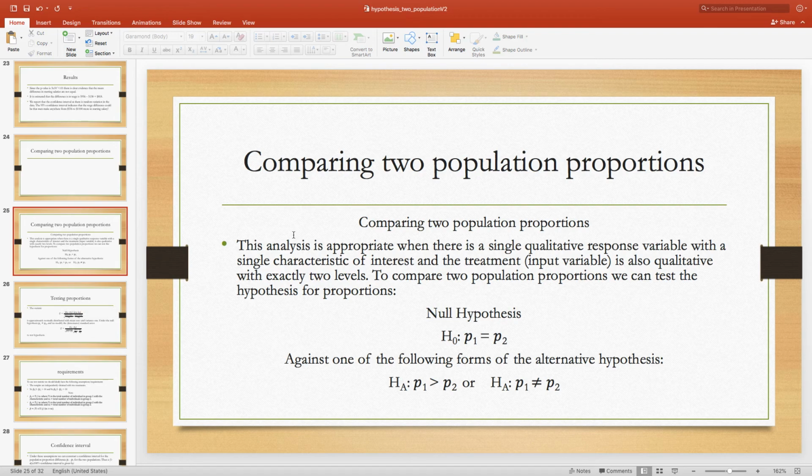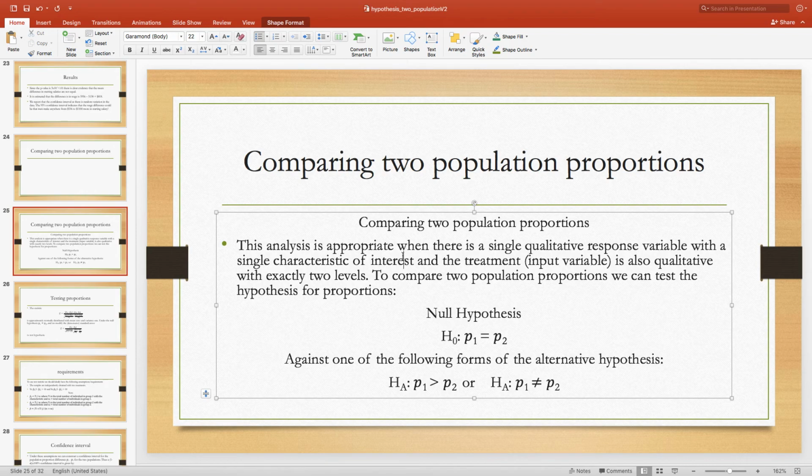Okay, so this analysis is appropriate when there's a single qualitative or categorical response variable with a single characteristic of interest, and the treatment or input variable is also qualitative, okay, with exactly two levels. And this exactly two levels is very important.